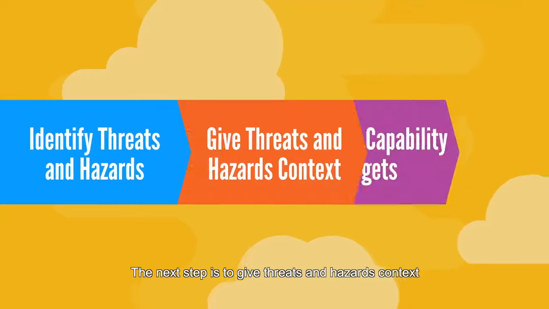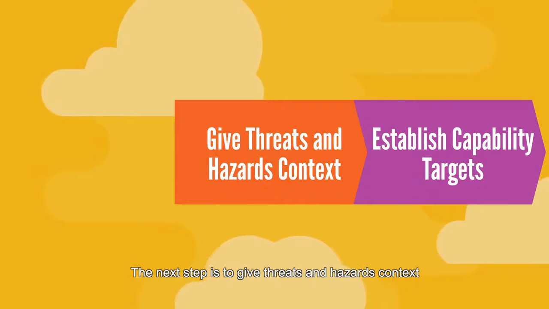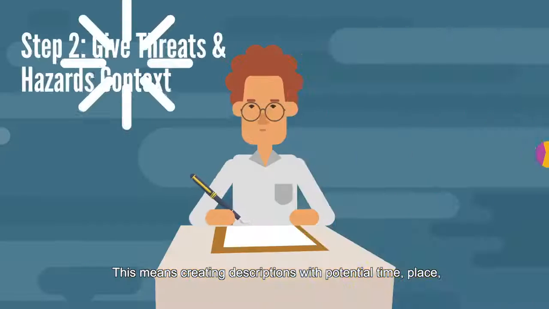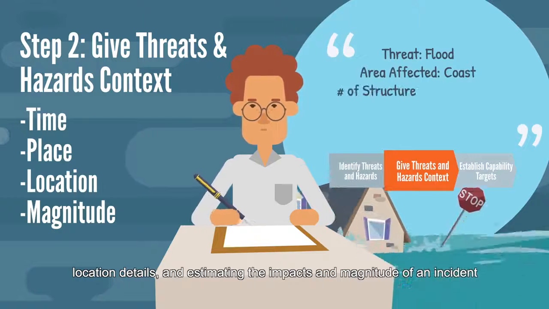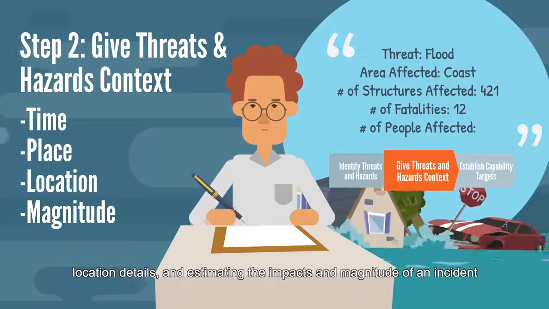The next step is to give threats and hazards context. This means creating descriptions with potential time, place, location details, and estimating the impacts and magnitude of an incident.